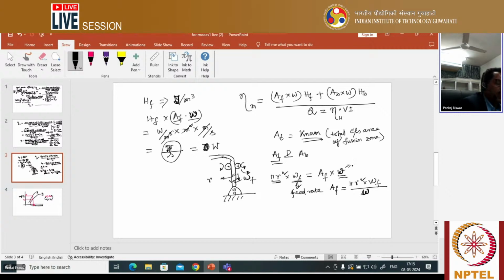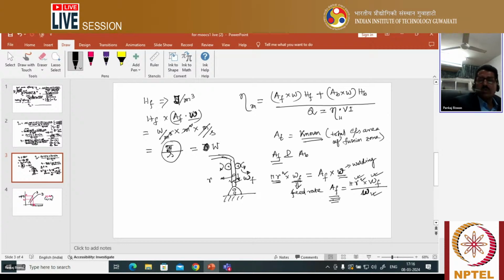So W is what? Welding speed, or you can say welding traverse speed. That means per unit time how much length of welding you are doing. That is called welding speed. You should keep this in mind. So all the things are known. WF is known, welding speed is known, R, the radius of the filler wire, is known. By using these you can easily find out your AF value.